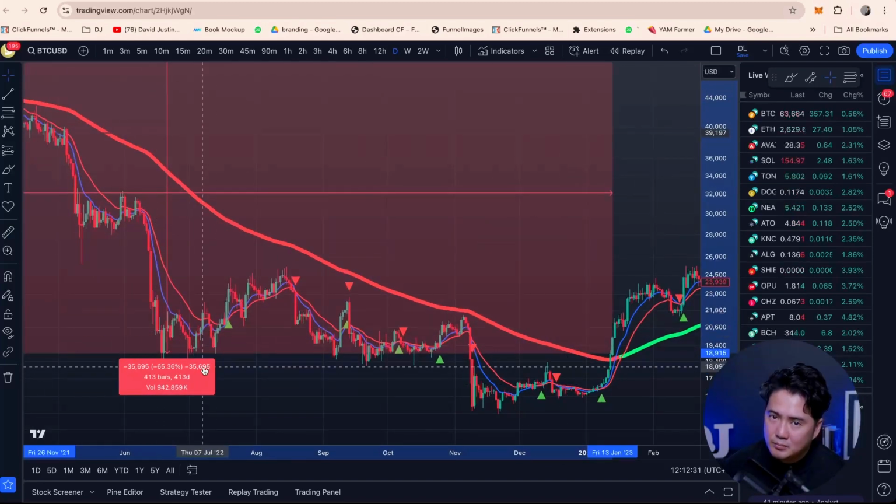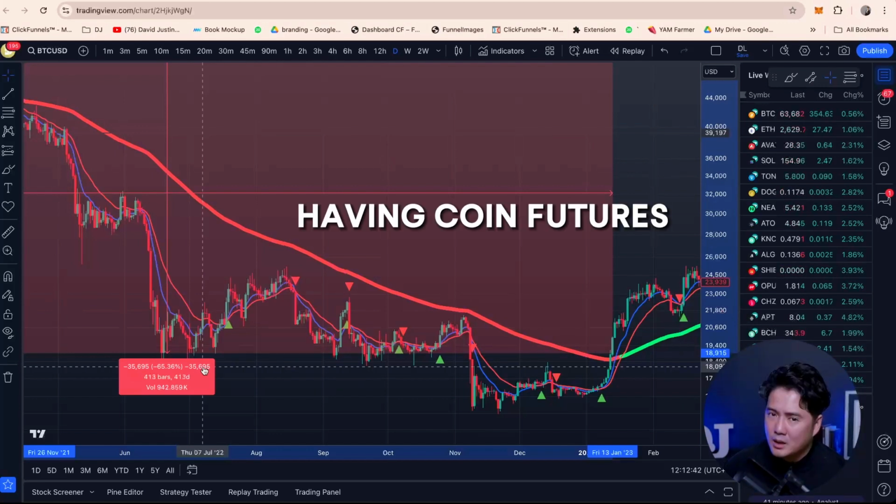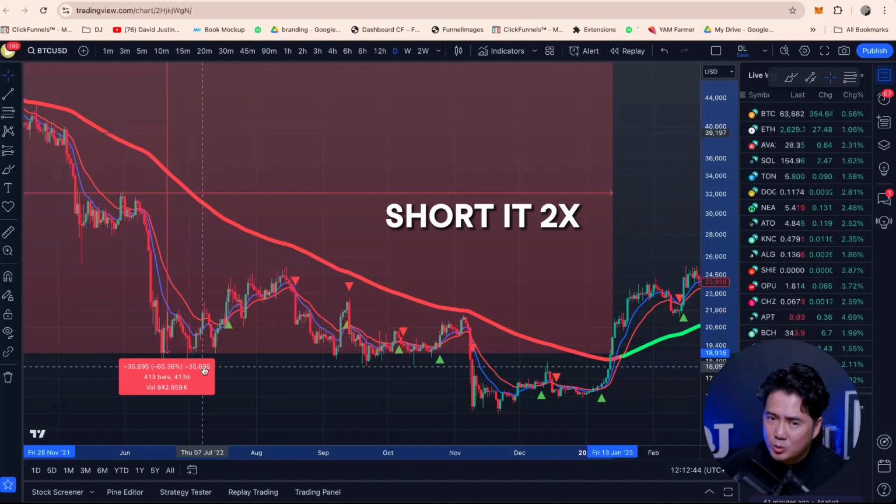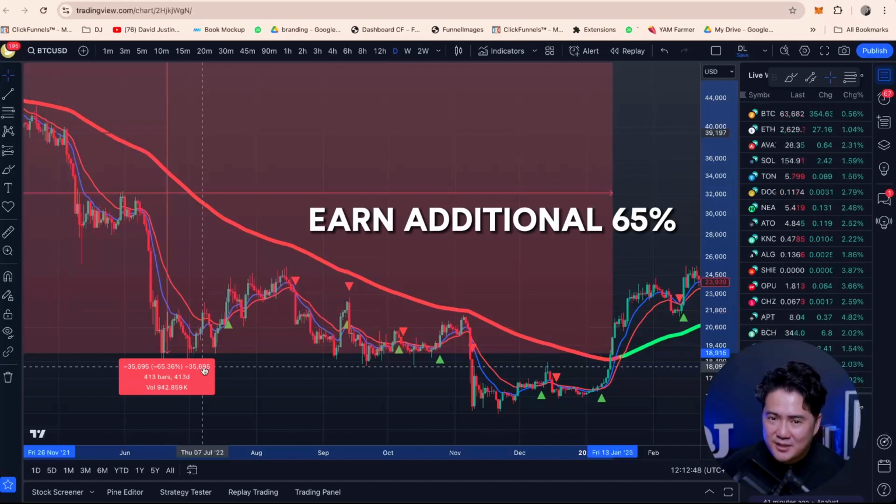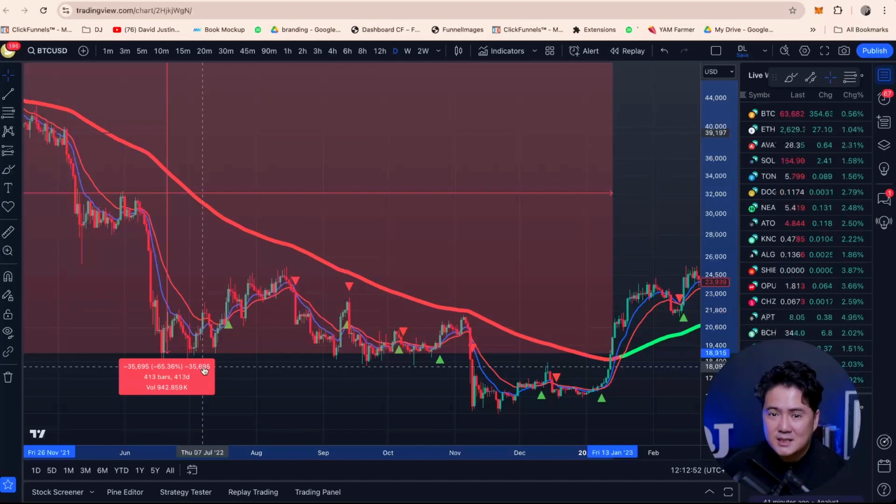65%. Imagine if you hold your coin, you lose 65% of your value. How painful is it? If you have coin futures and you short it 2x, you make an additional 65% of your coins. This is how you generate your fortunes.